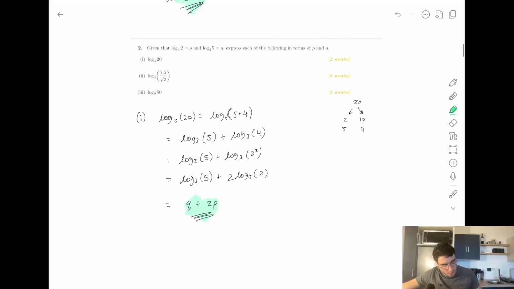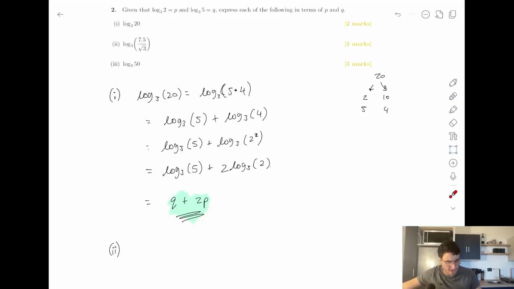Okay, so what do we do here? We recognize that 20 can be broken down into prime factors of 5 and 4. We could use 2 and 10, but considering I already had... well, to be fair, you could have used this, it would have been fine. I just wanted to use 5 and 4. So log base 3 of 5 plus log base 3 of 4, using our rules. And 4 can be broken down to 2 squared, so you can take the 2 down. So log base 3 of 5 plus 2 log base 3 of 2. Log base 3 of 5 is Q. Log base 3 of 2 is P. Q plus 2P.